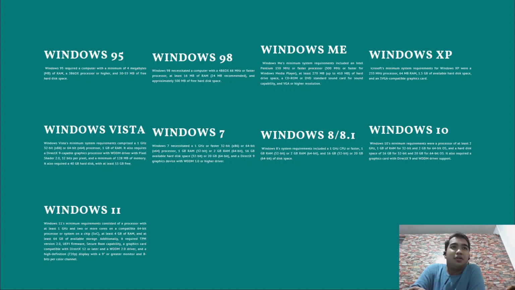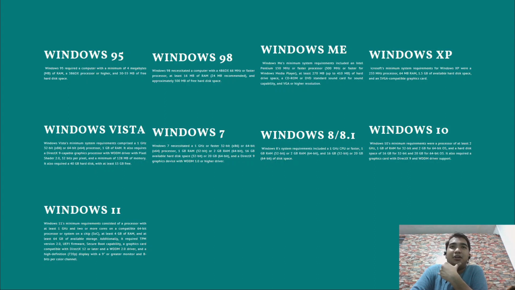Windows Vista requires a 1 gigahertz 32-bit or 64-bit processor, 1 gigabyte of RAM, and also requires a DirectX 9 capable graphics processor with a WDDM driver with pixel shader 2.0, 32 bits per pixel and a minimum of 128 megabytes of memory. It also requires a 40 GB disk drive with at least 15 gig free.